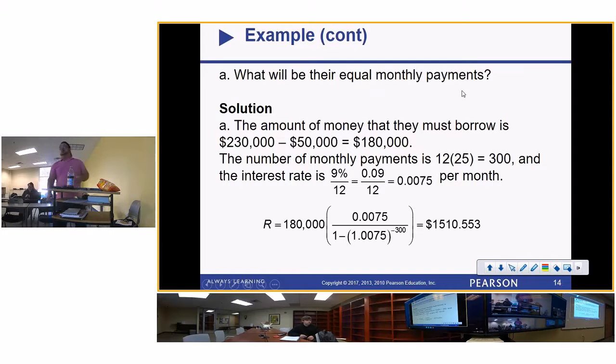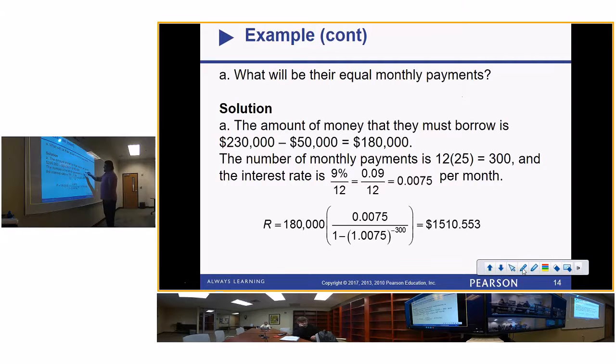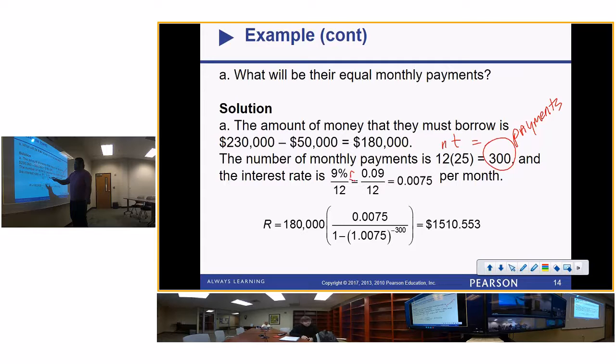Okay. So, look, there's the loan payment. The loan amount is $180,000. Right? What's N times T? NT is equal to 300 payments. Everybody with me? R over N is equal to that. They call that I, I think.